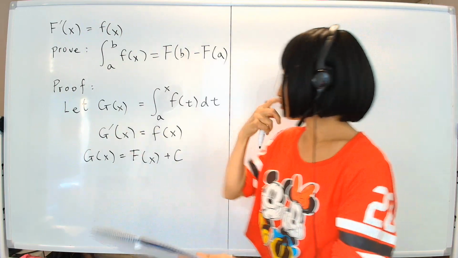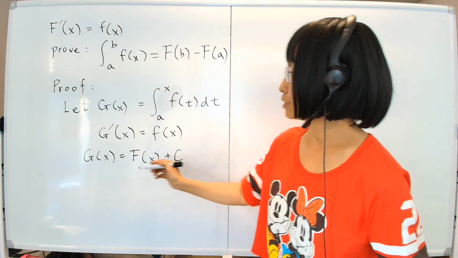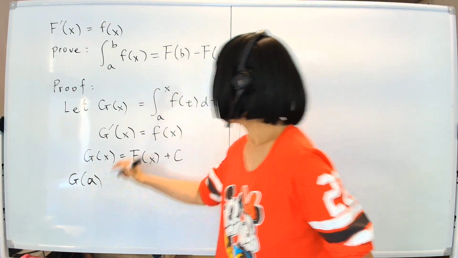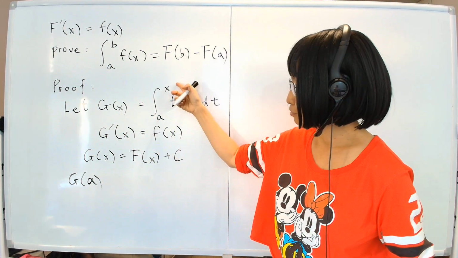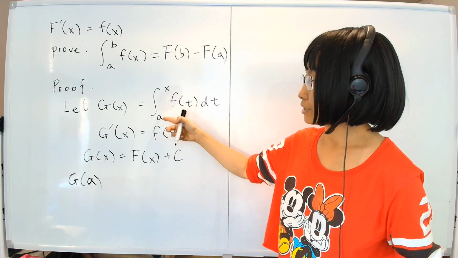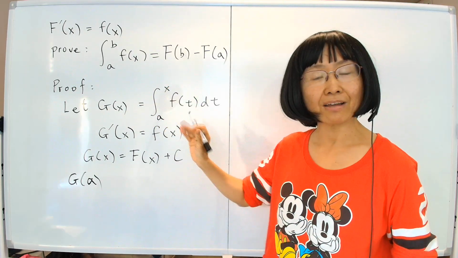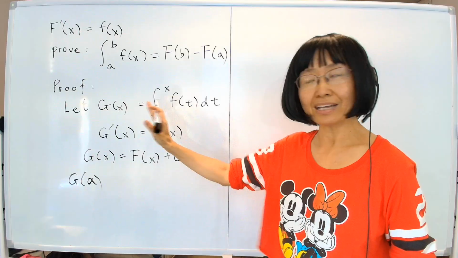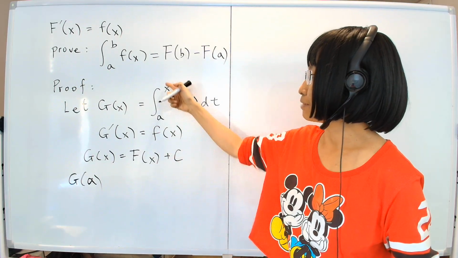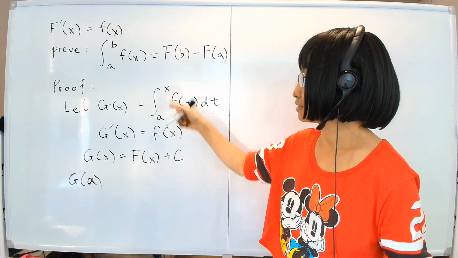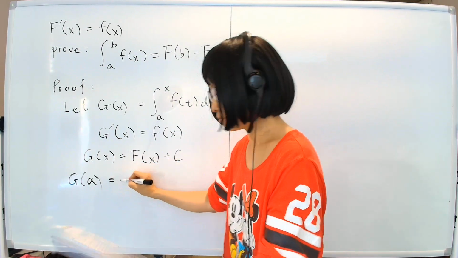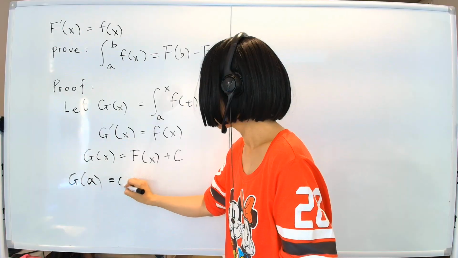Continuing, next we're going to calculate what is g of a. Notice g of x is defined this way. So if g of a is plug a up here, when you integrate from a to a, that's the area under the curve going from a to a. There's no space, you're not moving. So there's a rule that says if you integrate from a spot to the same spot, the answer is 0. So g of a equals 0.